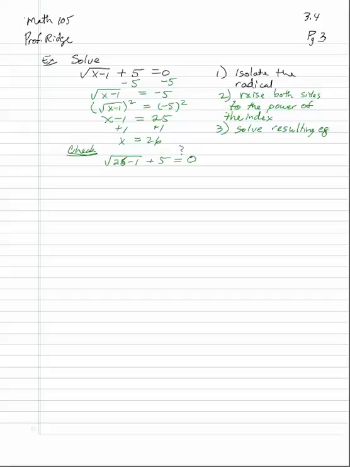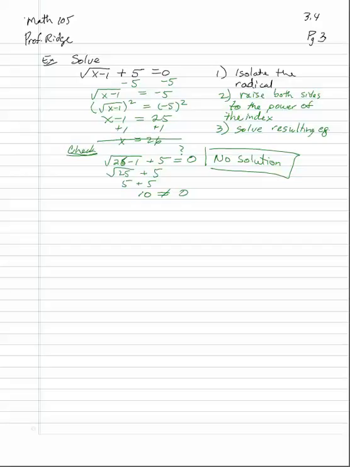So square root of 25 is 5. 5 plus 5 is 10. 10 does not equal 0. So this is an extraneous solution, and we say no solution to the original problem.